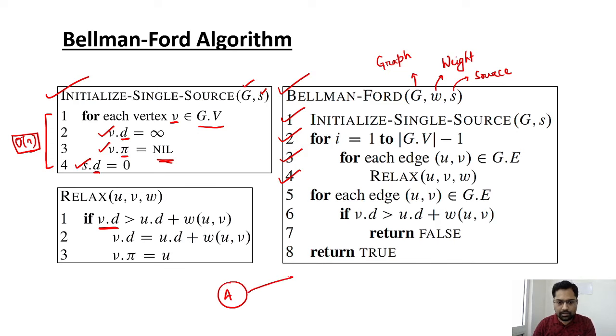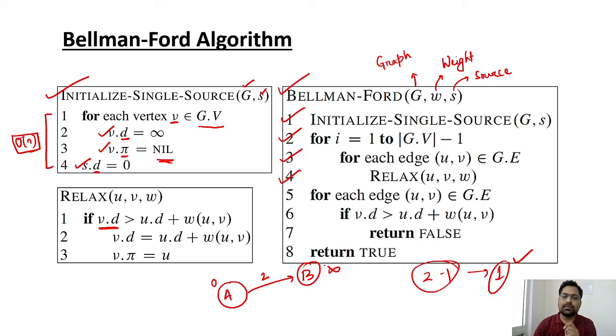Suppose you started from A to B and the weight assigned is 2. As per the initialization, the source is 0 and we put infinity for the other for the first time. Next we need to run for 1 to v minus 1. Here the number of vertices is 2, minus 1, so we need to run one time only. For each edge, one edge is there, so we run one time.